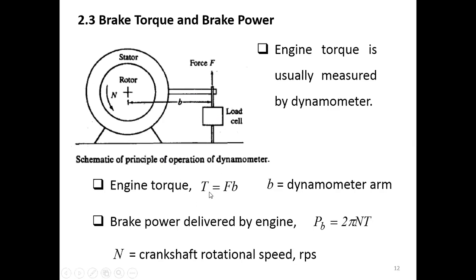And then when we know the torque, we can calculate the brake power delivered by the engine by measuring the speed of the engine, which we measure through the crankshaft rotational speed here, in terms of what? RPS. Okay, so we can determine the power delivered by the engine according to this expression, 2 pi n times torque.